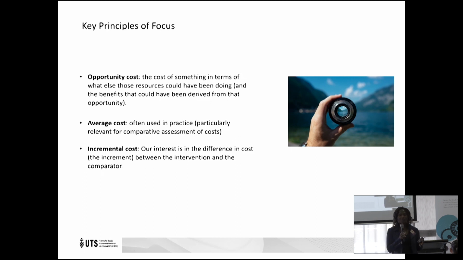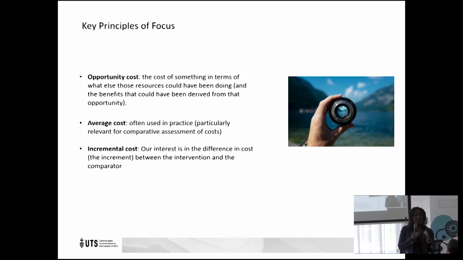So when you are thinking of costing a resource in an economic evaluation, you want to think of what else you could have used that resource for. We always have that at the back of our mind because there isn't one specific thing that you can use that particular money or resource for. There is always something else that it could have been used for. So you want to bear that in mind.